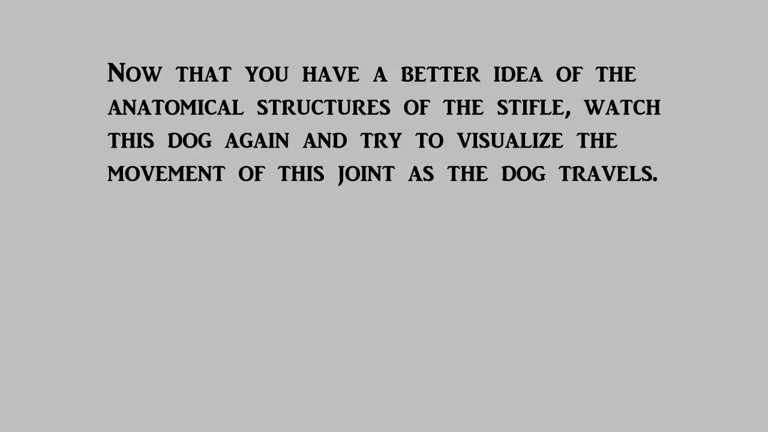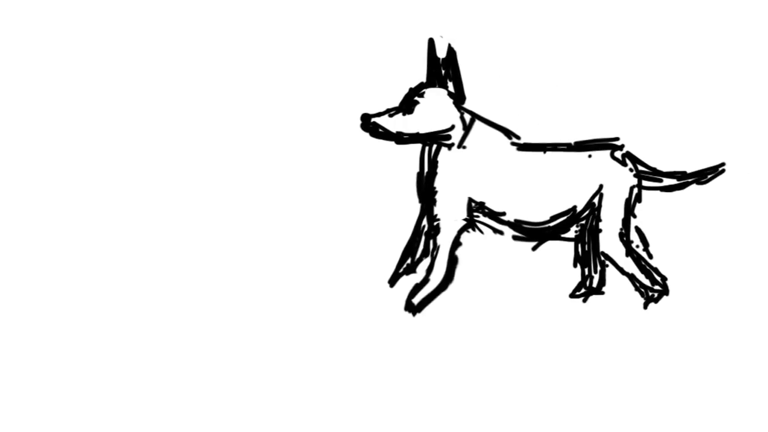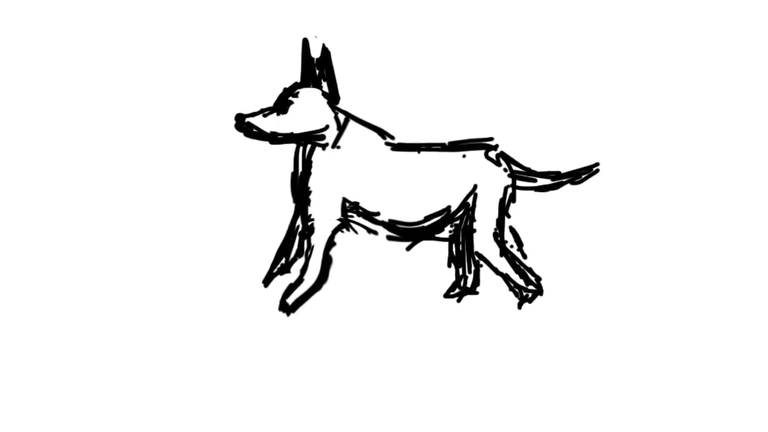Now that you have a better idea of the anatomical structures of the stifle, watch this dog again and try to visualize the movement of this joint as the dog travels. Let's pause here. Can you tell which hind limb is flexed at the stifle and which is extended?